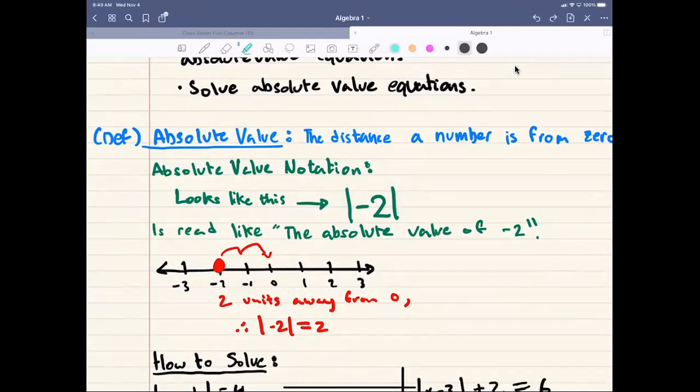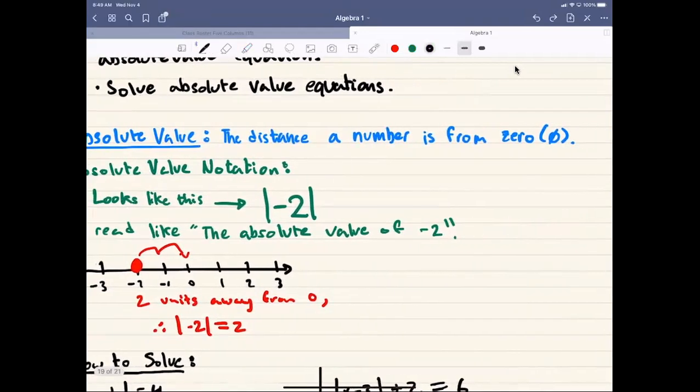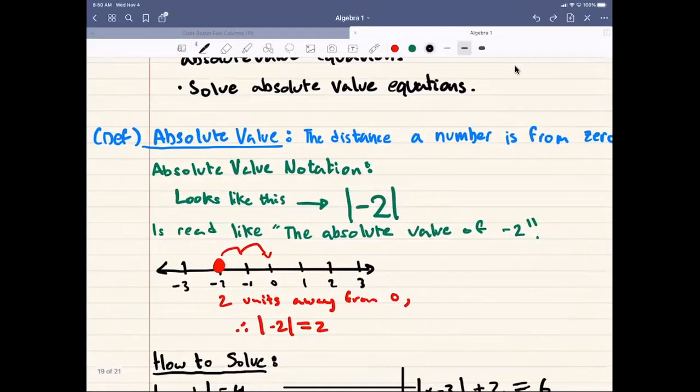Let's find out what the absolute value of -2 is. Remember, absolute value is the distance from zero. So let's look at -2. If we count this, it's 1, 2. That's 2 units away from zero. So the absolute value of -2 is just going to be 2. We could try other numbers too. Let's say we wanted to know the absolute value of 3. That's 3 steps away from zero, so the absolute value of positive 3 is going to be positive 3.